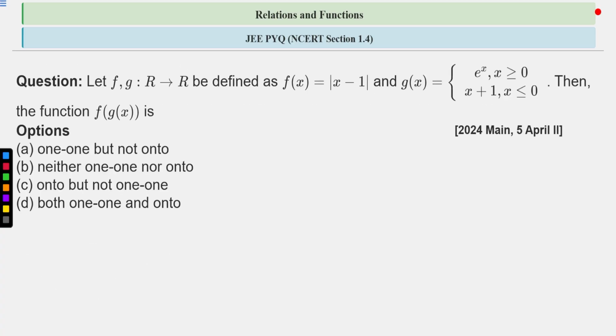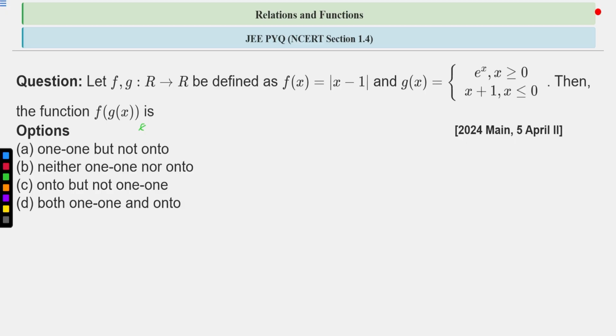This question says, f and g are given as functions from R to R defined as f(x) equal to mod x minus 1, and g(x) is equal to e to the power x when x is greater than or equal to 0, and it is equal to x plus 1 when x is less than or equal to 0. Then we need to find the nature of f of g(x). The options are: f of g is one-one but not onto, onto but not one-one, neither one-one nor onto, and both one-one and onto.